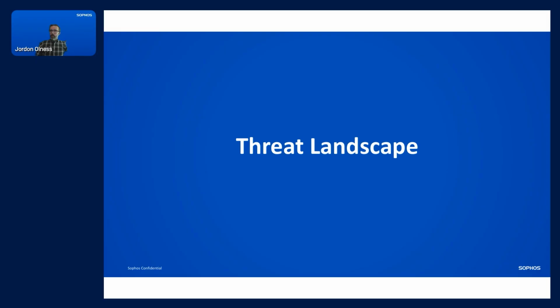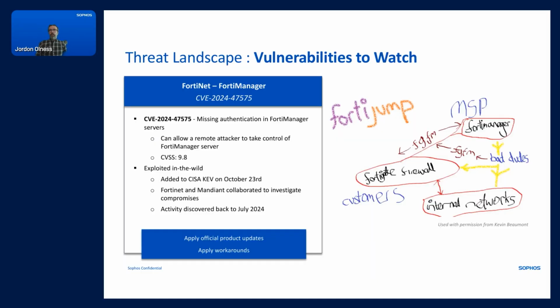Starting off in vulnerability land, we are starting off with Fortinet's FortiManager vulnerability, the one making all the noise this month. This one is tracked as CVE-2024-47575, more commonly known as FortiJump. So what is this one? It is a missing authentication in FortiManager servers. FortiManager is a server for managing Fortinet devices. So all of your Fortinet SSL VPN appliances and firewalls get managed through FortiManager.